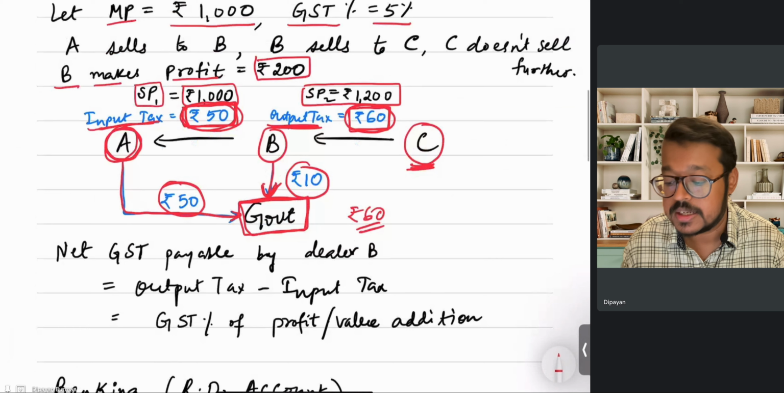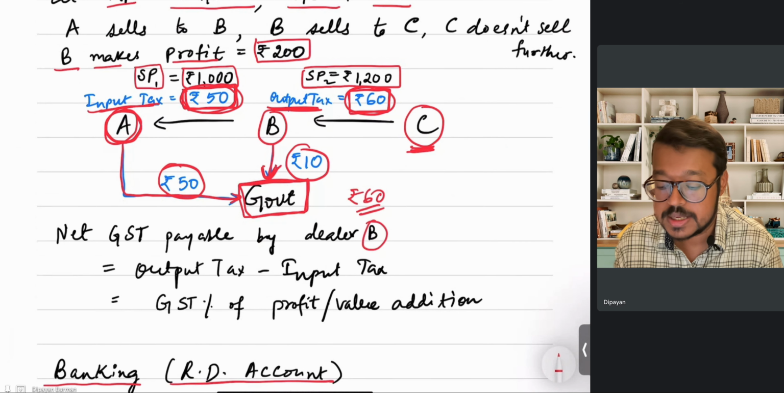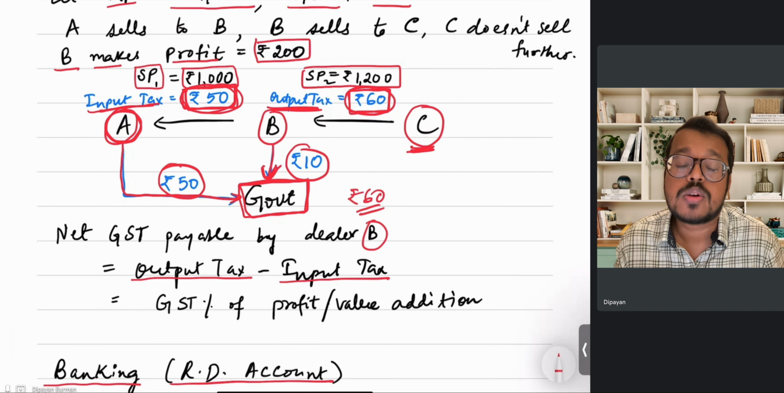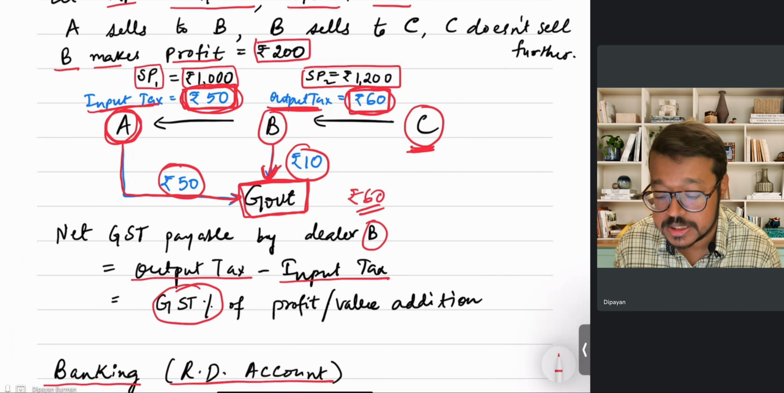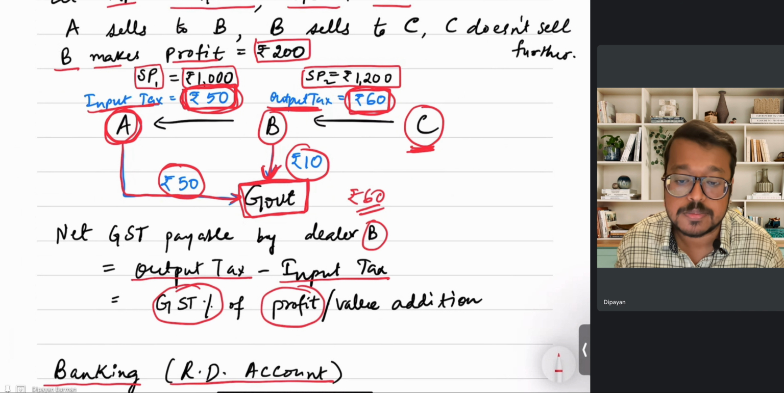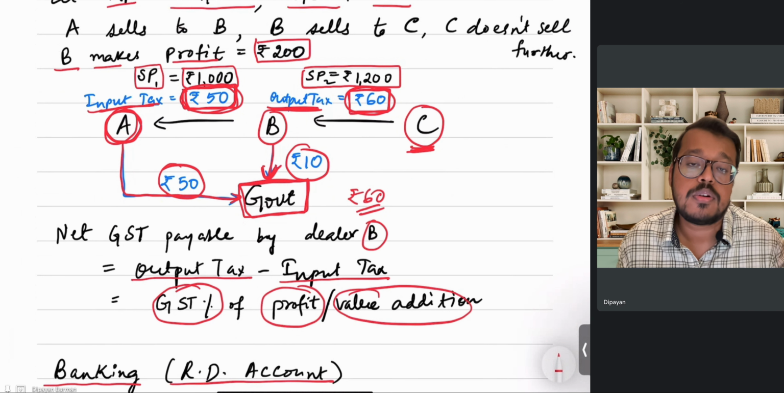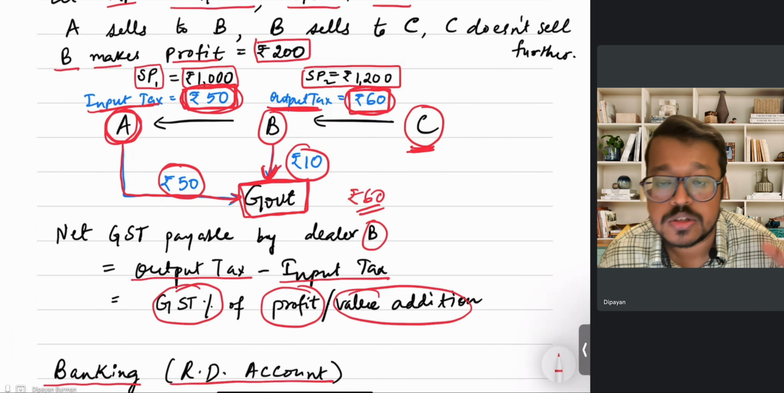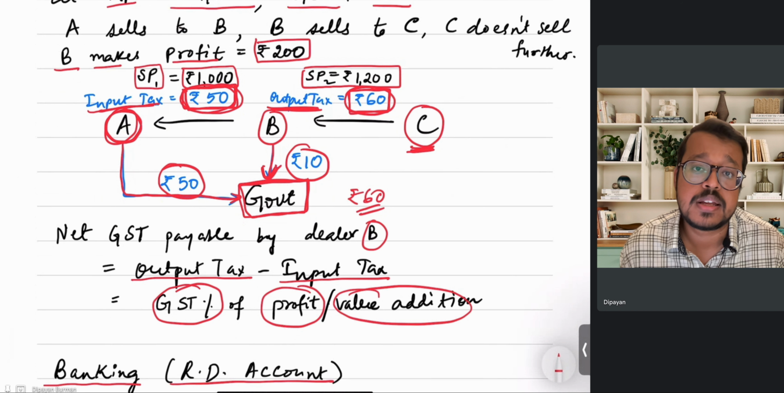So we say that the net GST payable by the dealer B is the same as the output tax minus the input tax, and that is also the same as if you apply the rate of GST, or the GST percent, on the dealer's profit or the value addition, because the value of the product was initially 1000 rupees, and because of B selling it at a higher price, that's the profit or the value addition, the addition in value in the product.